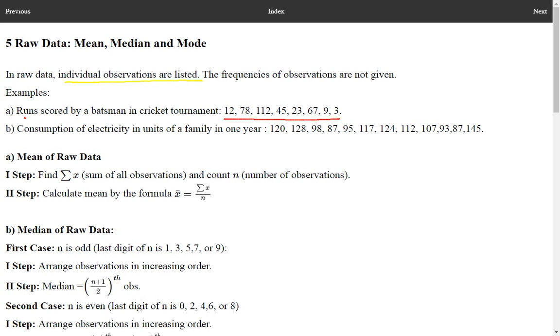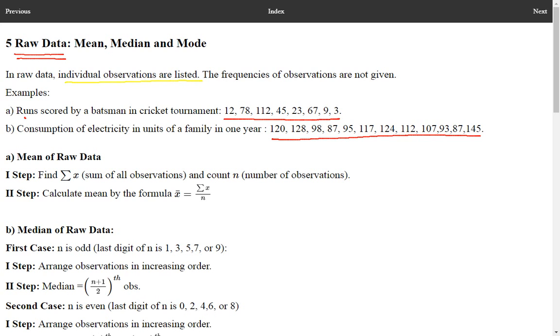Second example is consumption of electricity in units of a family in 1 year. Again, simple observations are given. So this type of data is called raw data. Now, for raw data, we will see how to find mean, median and mode. First, let us see mean.